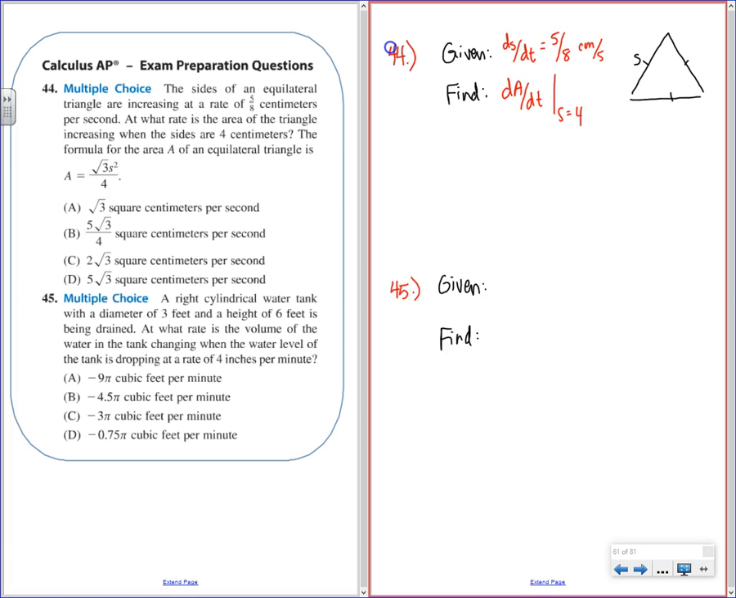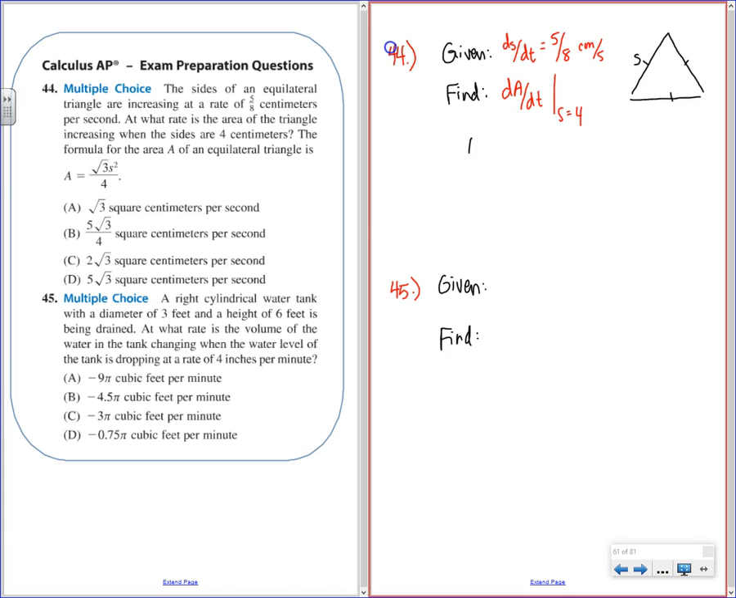How'd the givens and finds go? Good. Any questions on the givens and finds? The side was changing, so ds/dt, or s prime. Find the rate of the area. And then they gave us a formula, right guys?